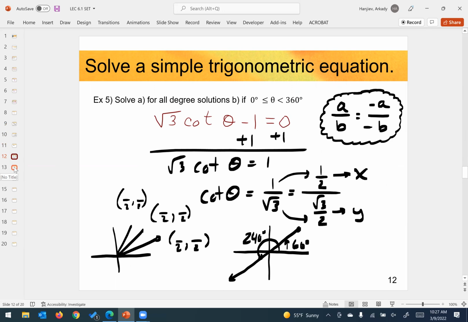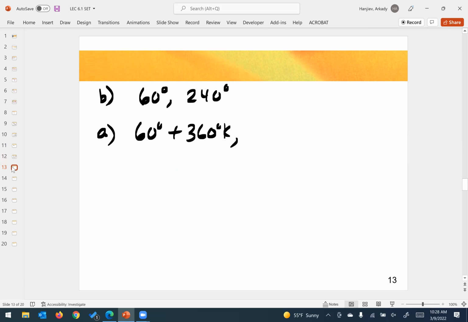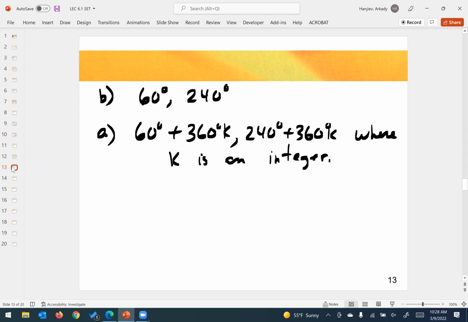So for B, we'll do B as well: 60 degrees, 240 degrees. Okay, let's do A now. A would be 60 plus 360K or 240 plus 360K. I'll write it the way the book writes it here: this one plus this one, K and then K. In fact, it even says where K is an integer.